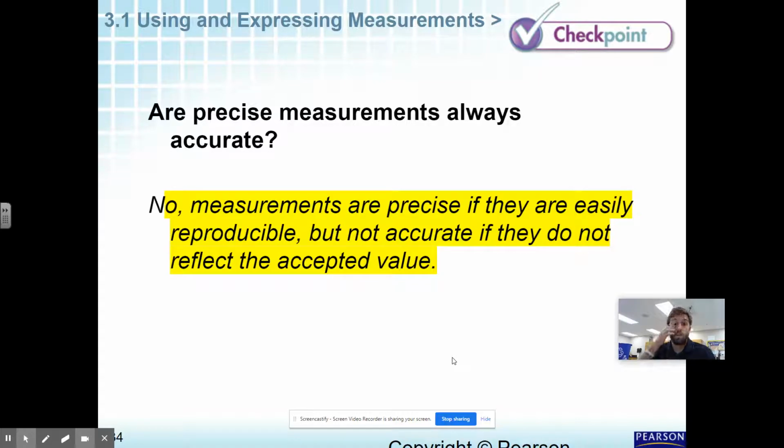For instance, you could come late to school. The accepted value for coming to school would be coming to school on time, right? You can come to school 10 minutes late every single day forever, and you're not accurate with your time of getting to school, but you're pretty precise with your being late. All right, I'm going to transition now to my paper, and I'm going to write a few more that we're going to do.